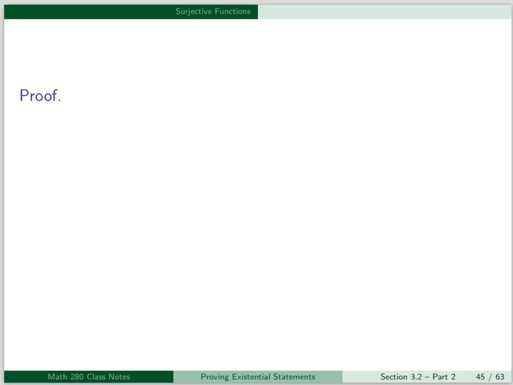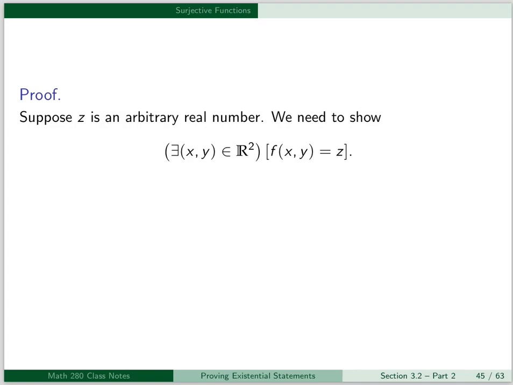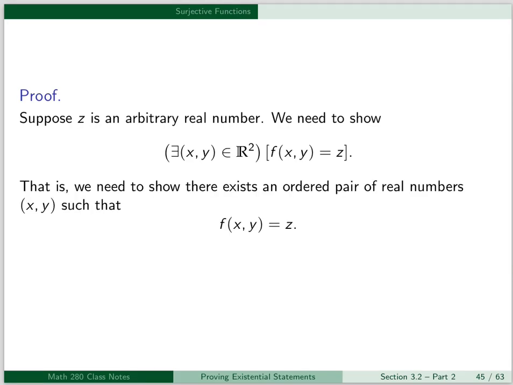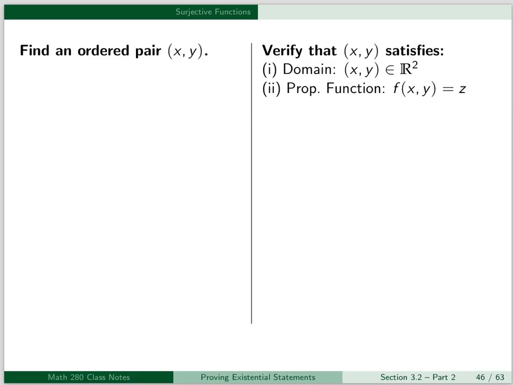So we're ready to start the proof. We'll suppose z is an arbitrary real number, and we need to show that there exists an xy in R squared such that f of xy equals z. That is, we need to show there exists an ordered pair of real numbers xy such that f of xy equals z. We're again proving an existential statement, so we set up our two columns. So we need to find an ordered pair xy, and then we need to verify that xy satisfies the two conditions. The domain is xy is going to be in R squared, and the propositional function is f of xy equals z.